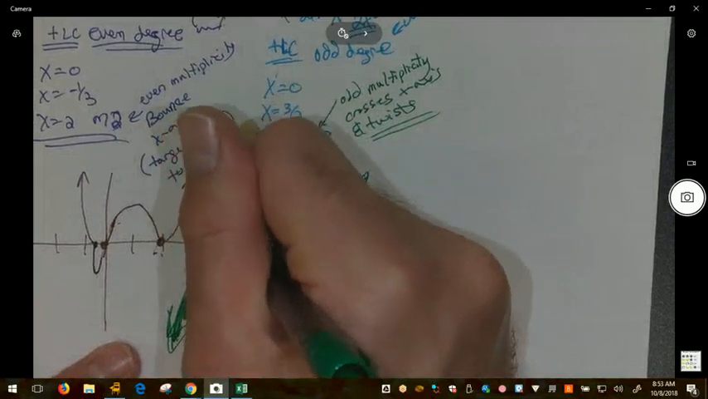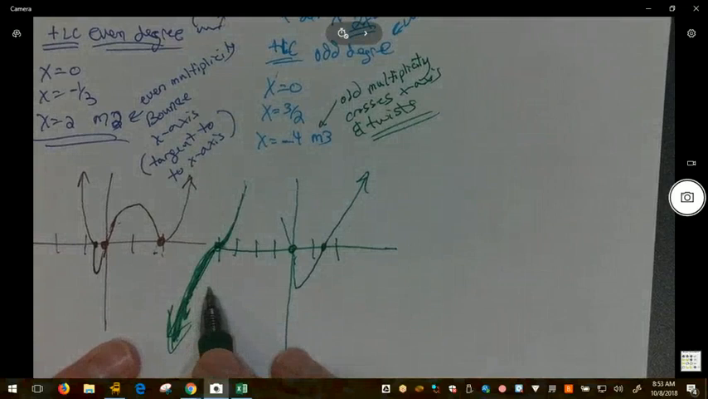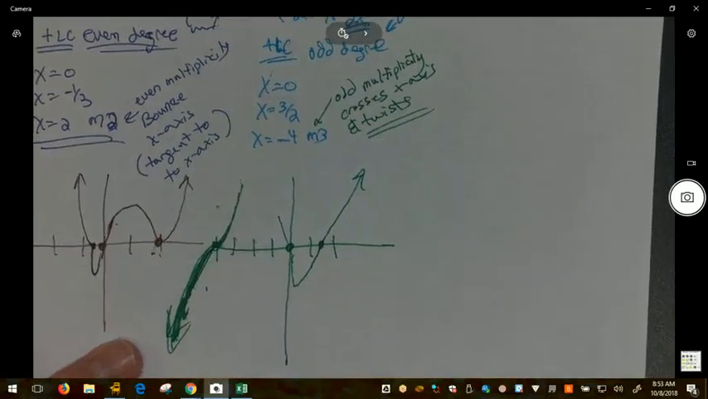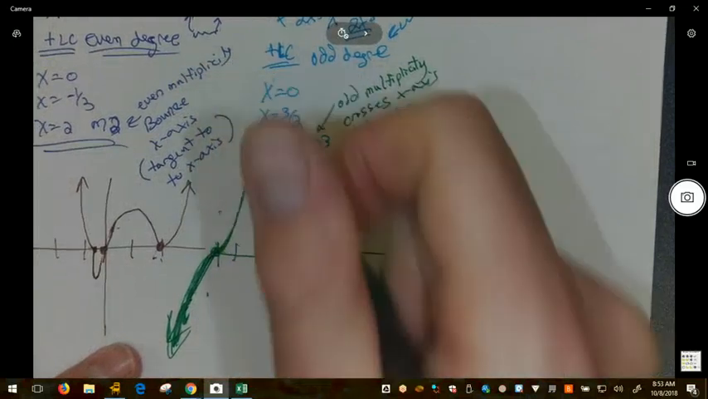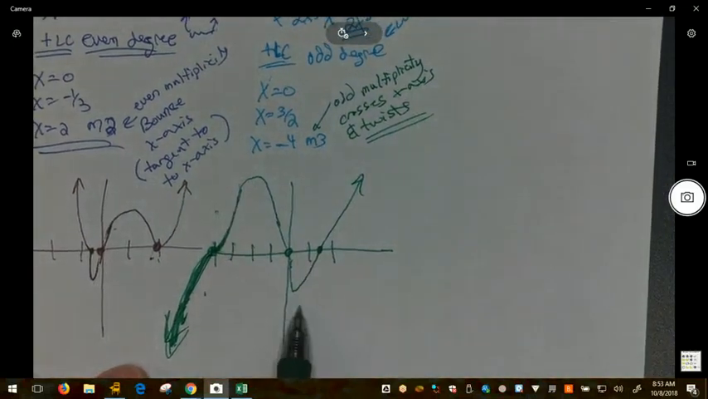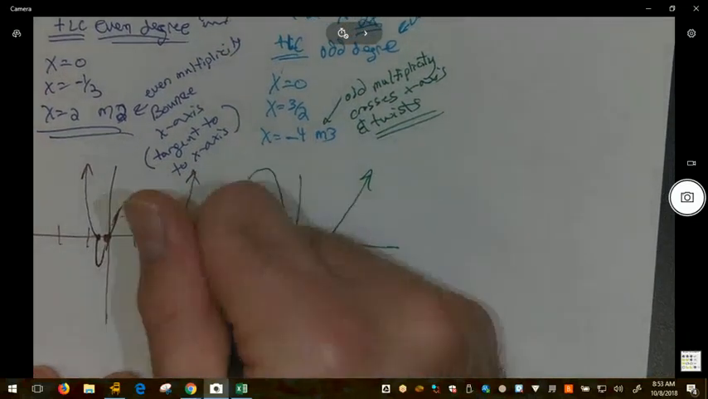When it crosses, it's going to switch. It's going to be concave this way. So concave this way right now and concave the other way. That indicates the little twist there. Then it comes up and comes down. I don't know how high it goes up or how low it goes down, but I know these are the x-intercepts, and I know there is a twist here.